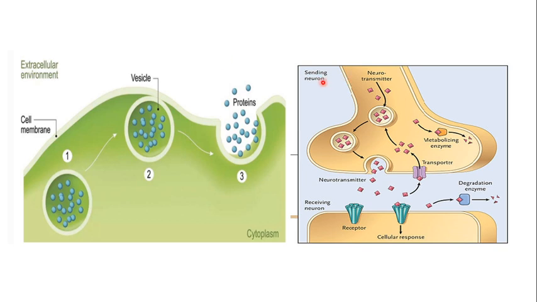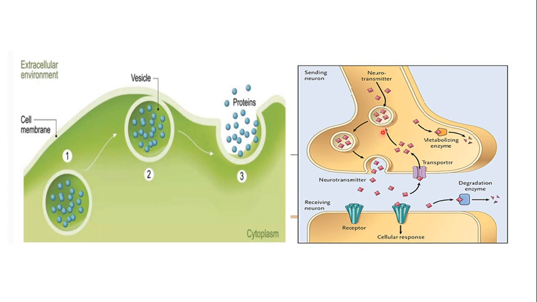And one important example is the release of neurotransmitters. This is the sending neuron, also known as the presynaptic neuron. This one is the receiving neuron, also known as the postsynaptic neuron. As you can see over here, these neurotransmitters are made by the cell. They are then packed into these particular vesicles.